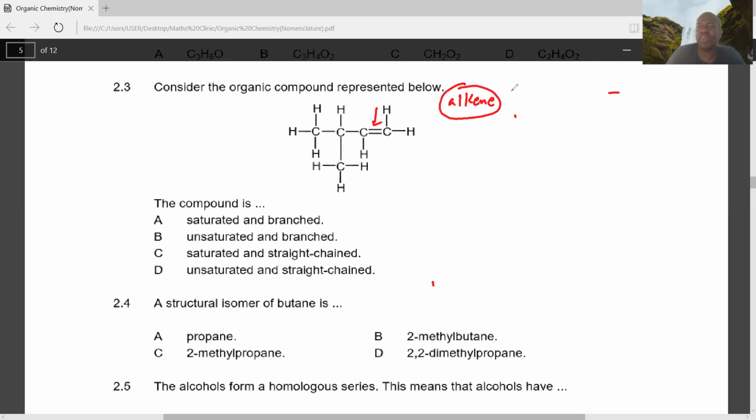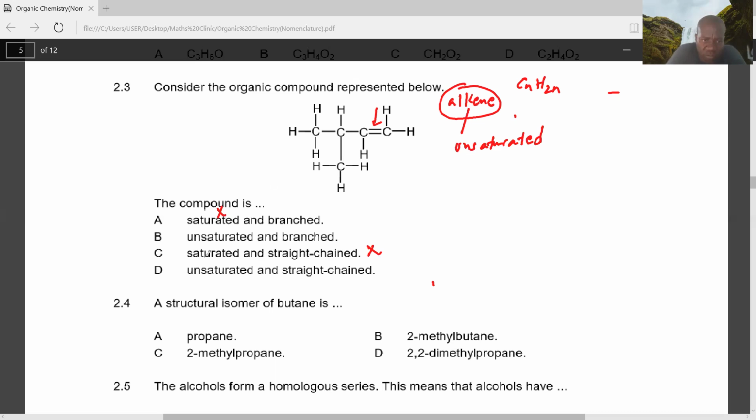And what is the general formula of an alkene? CnH2n. Right. According to the question, it says consider the organic compound represented below. The compound is saturated. No, the compound is unsaturated. Already, this is out. The compound is unsaturated because it contains multiple bonds between them. So it means the option of saturated is already out.